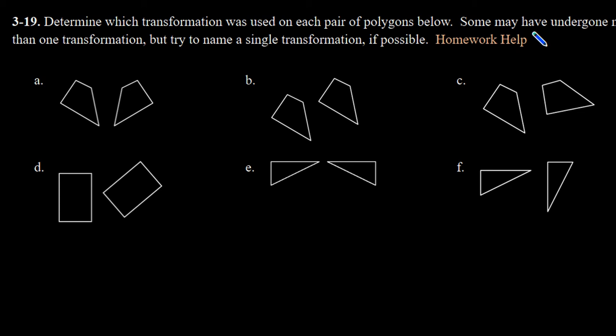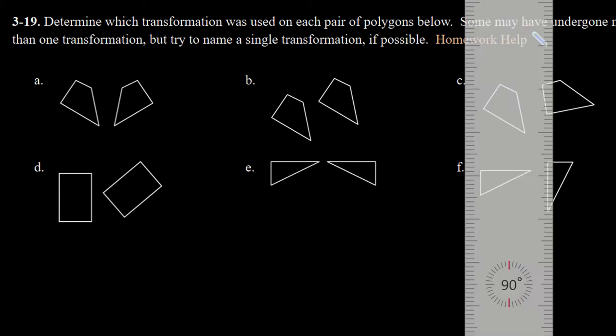We're looking at a homework set that starts at question 19. And it says, determine which transformation was used on each pair of polygons. Note, some may have undergone more than one transformation, but try to name a single transformation if possible. So this is kind of just a vocabulary test, right?